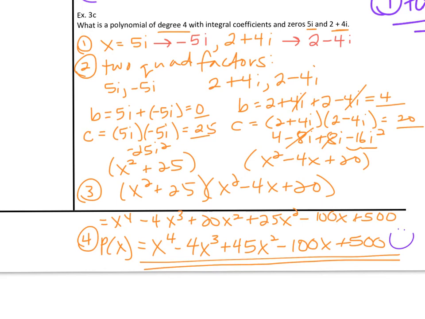Imagine if we had to graph this. The y-intercept would be all the way up at 500. Thank goodness we don't have to. We just created the polynomial. And that's the lesson for 3.6.